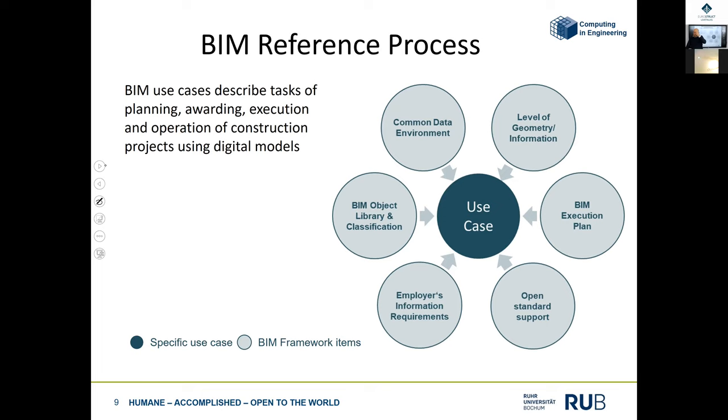So how to store the data. We are talking about a common data environment to store the data. We have to think about the level of geometry and information, the information requirements, of course. What is the main aspect for the BIM execution plan? What open standards we want to use, and so on and so on. So we define this not in a holistic way. So we always think about, now we do maybe safety management. So what do you need for safety planning? What information is necessary for you? And then you maybe can access this information out of the BIM model.